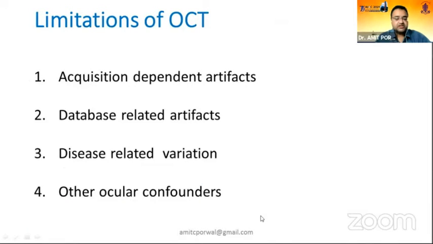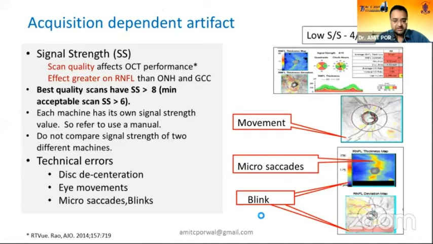So coming to the limitations, we do have some limitations with this OCT that can be acquisition dependent, database related artifacts, disease related variation, and other confounders.